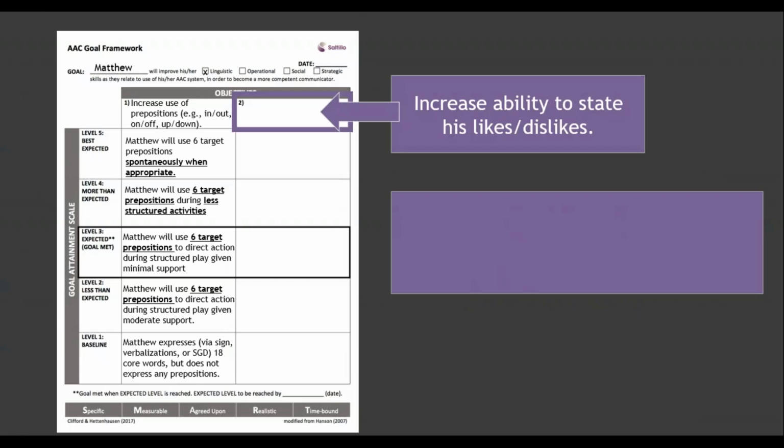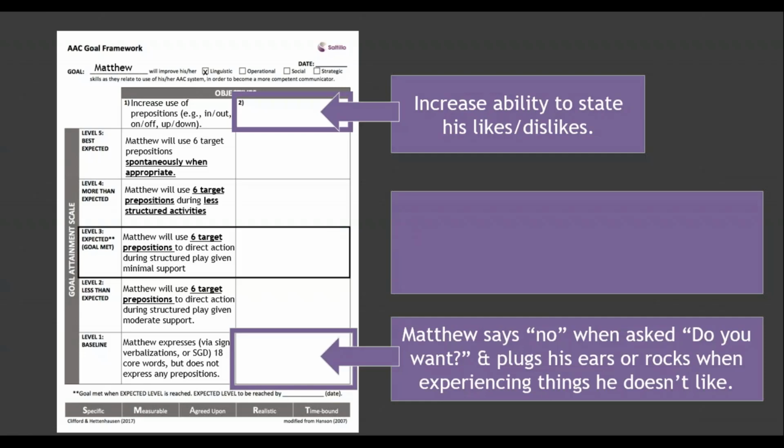So doing the same thing for the second objective, first, at the top, you would write the objective to increase the ability to state his likes and dislikes. Then we would go to the level 1 baseline. Matthew says no when asked, do you want? And he plugs his ears or rocks when experiencing things he doesn't like. That's his performance right now.